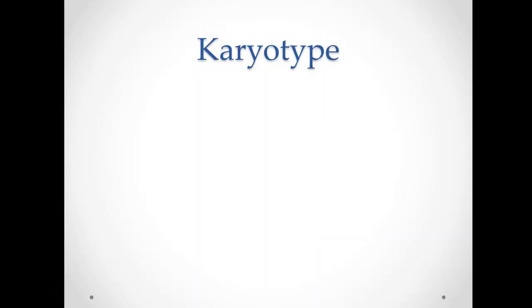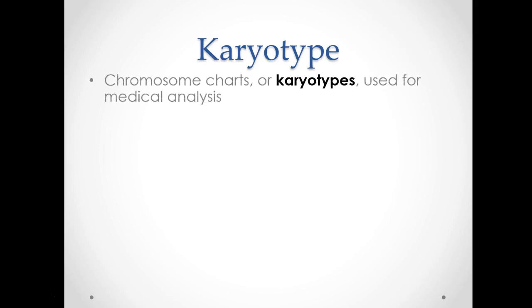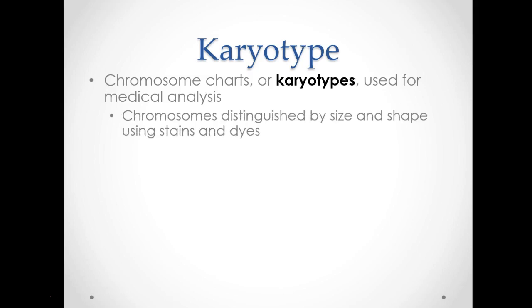All right, so let's talk about how we visualize chromosomes. There is a way that we can actually make a chart. It's called a karyotype. And karyotypes are incredibly important for medical analysis. Sometimes when patients present different syndromes or symptoms that doctors can't figure out what they're related to, they will send patients to a geneticist who will actually create a karyotype. The karyotype can give us a snapshot of what our chromosomes look like, and we can look for abnormalities. We can see if there's anything wrong.